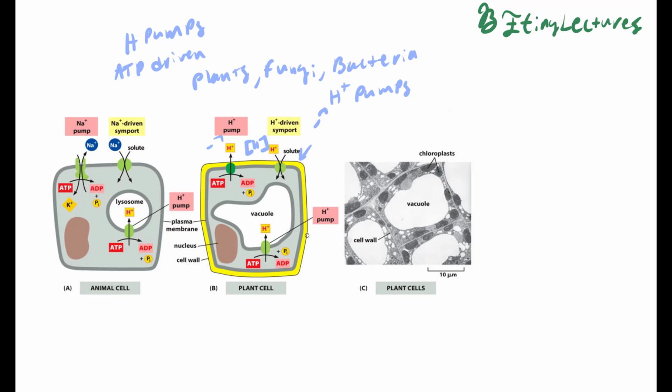Now, the hydrogen ATPase pumps can be found in membranes of organelles. So for instance, you can find H pumps in organelles such as the lysosome, and also the vacuole. And that makes sense because sometimes you have waste from the plant that goes into the vacuole, and you need a really acidic environment to break down the waste.